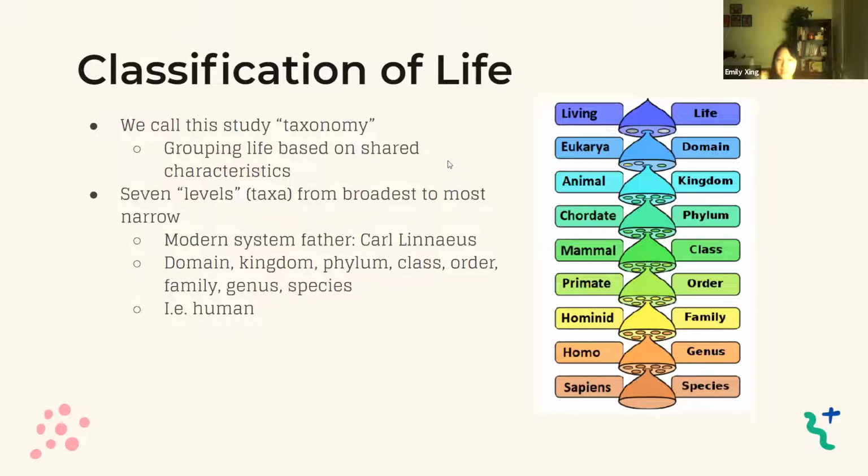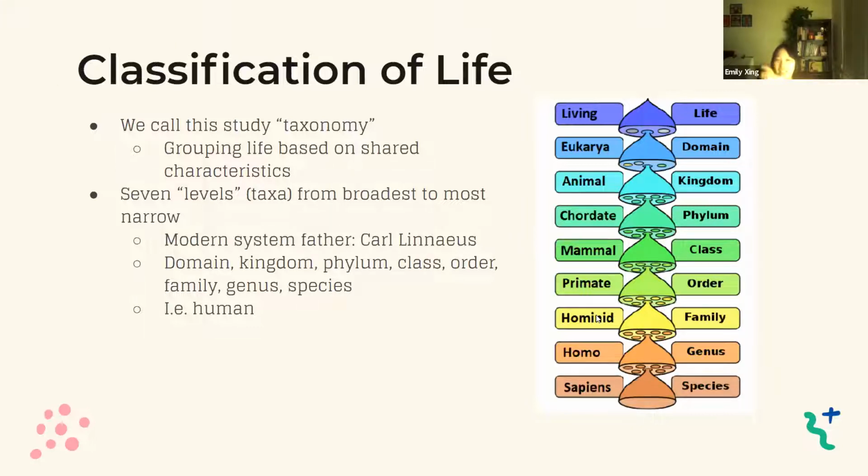These 7 levels, from most broad to most narrow in terms of shared characteristics, are domain, kingdom, phylum, class, order, family, genus, and species. There's a mnemonic for this. Unfortunately, I don't remember what it is, but if you Google taxonomy mnemonic, it should give you a sentence in the order DKPCOFGS. If you want to memorize that, it's kind of cool if someone asks, hey, do you know what the levels of life are? And you can say, yeah, because I learned this mnemonic.